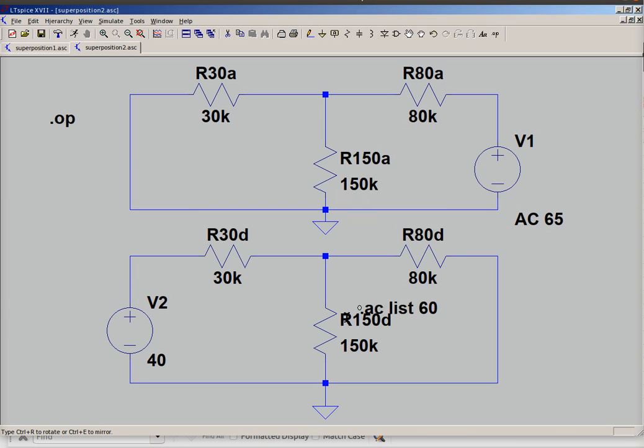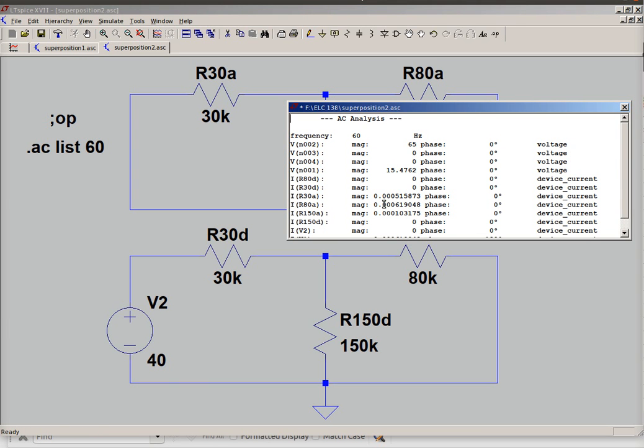So I've got my analysis set. I'm going to do it at one frequency. And what you see is I've got another analysis thing that's following me around till I click it. And then my dot op goes to a semicolon, so now it's just a comment. And the next time I click run, I will get the AC values. And that's what we want. We want the AC values.